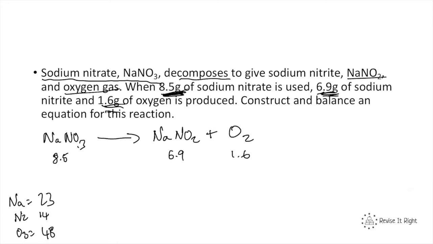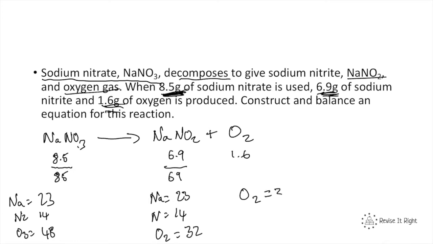So what you do with that is draw a little line underneath your grams and write 85 there. Now we've got to work out the MR of the next one. Again, Na is 23, N is 14, and this time it's O2. O is 16, so O2 is 32. In the calculator, 23 plus 14 plus 32 gives you 69, so we divide that by 69. And finally, oxygen, O2. Oxygen is 16, so O2 is 32, and we put that underneath there.